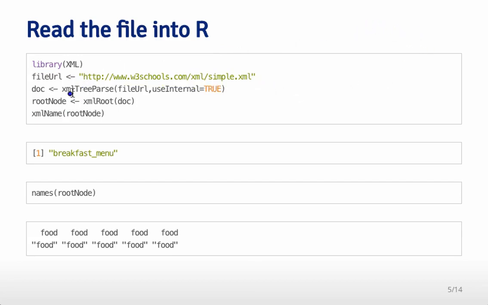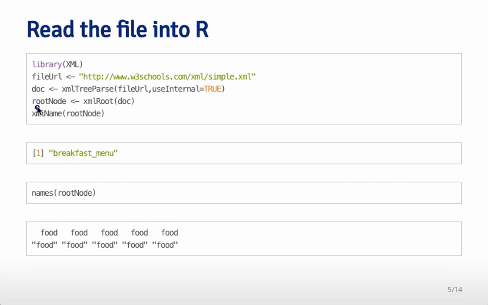And then you can use the function XML tree parse to parse out that XML file. So what this does is it loads the document into R memory, in a way that you can then parse it and get access to different parts of it. So within R, it's still a structured object, and so we have to use different functions to access different parts of that object.